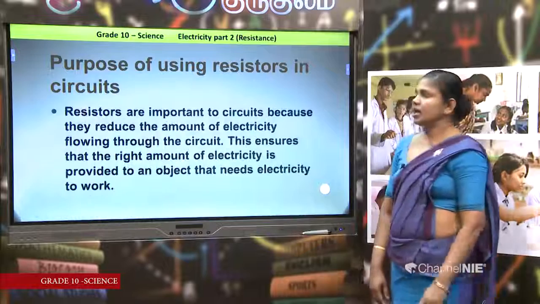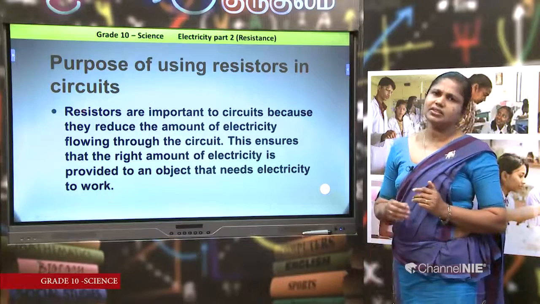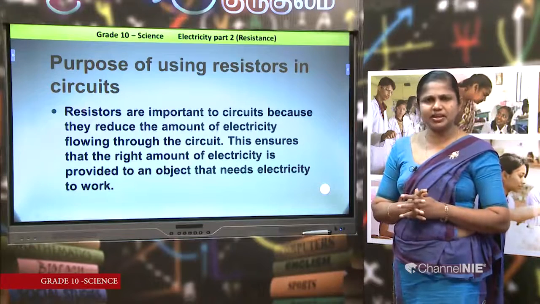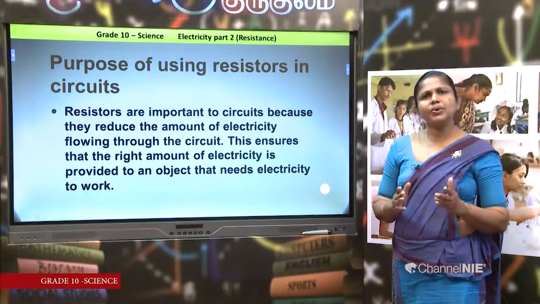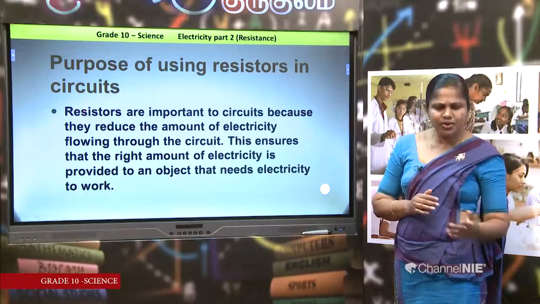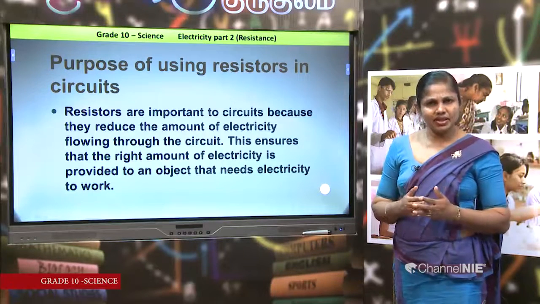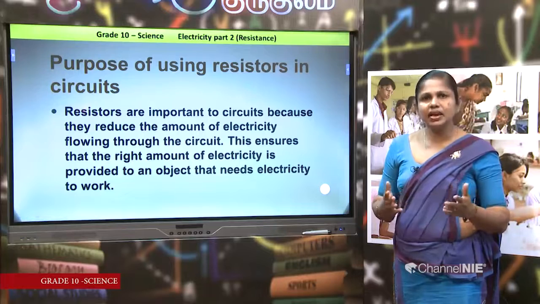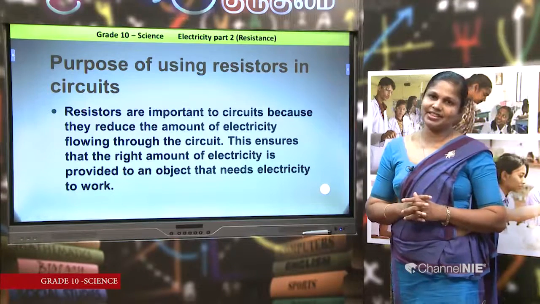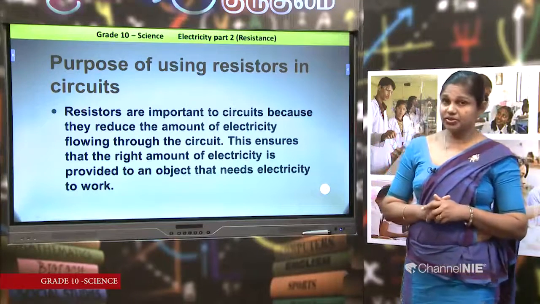Why do we use resistors, as they provide obstacles to the circuit, children? Why do we use them in our circuit? Why are we using all these resistors? Because they are barriers. Because of the resistors, current flow decreases. Then what's the purpose of using resistors in circuits? There are certain reasons, children.